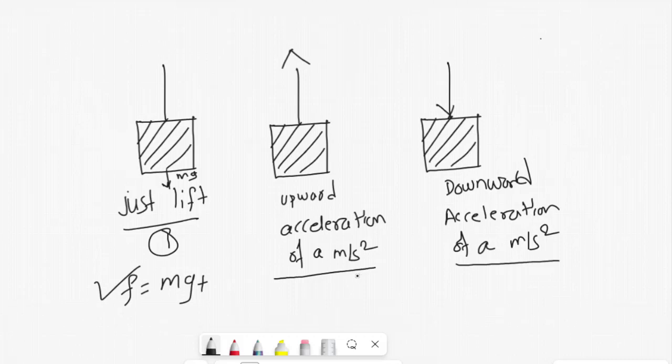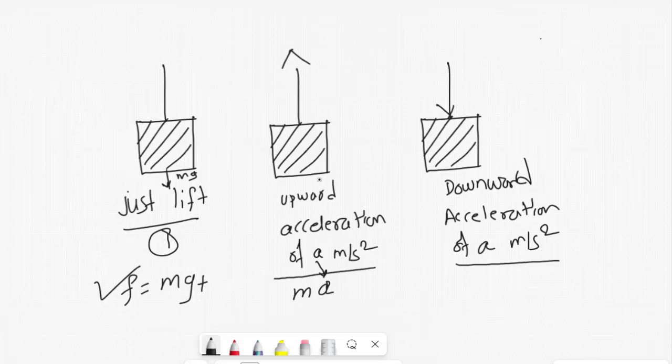Now in the second example, let us say you want to not just lift this object but move this object in upward direction with the acceleration of a meter per second square. So force is given by mass into acceleration. Acceleration is given as a, so I have taken a over there. Mass is also known, it is m. If you apply this force on the object, it will accelerate with a meter per second square.